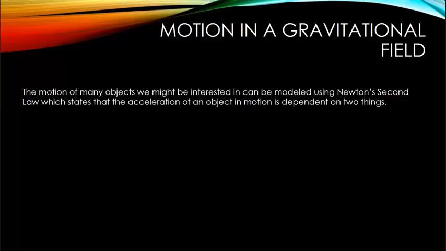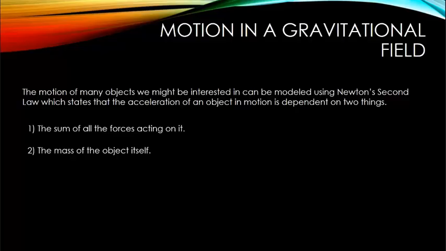The motion of many objects that we're interested in, especially when gravity is present, can be modeled using Newton's second law, which basically says that the acceleration of an object that is in motion will be dependent on two things. The acceleration will depend on the sum of the forces acting on it, and it will depend on the mass of the object itself.